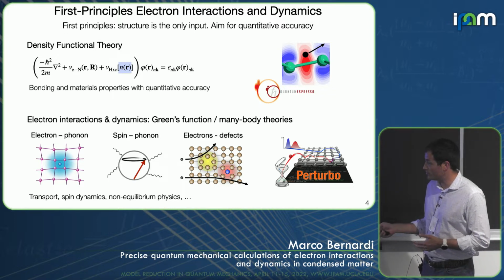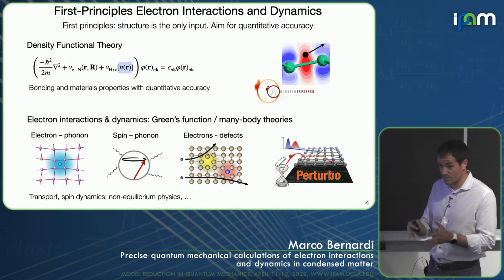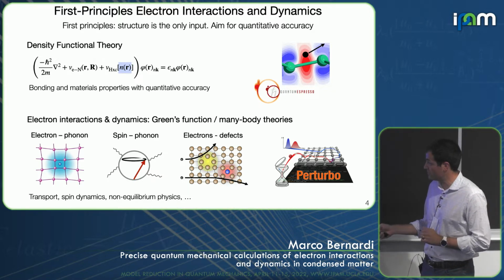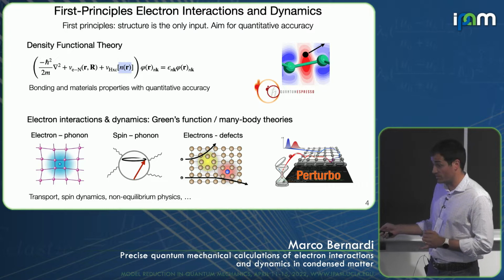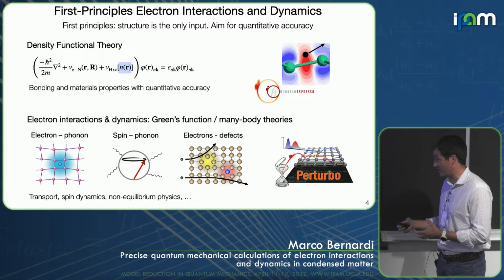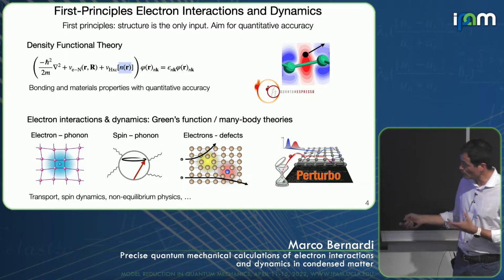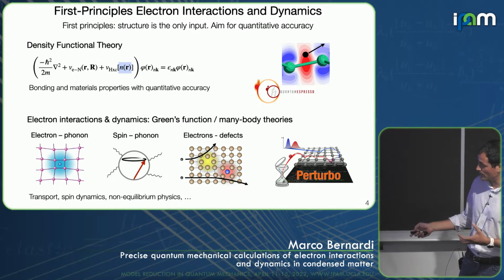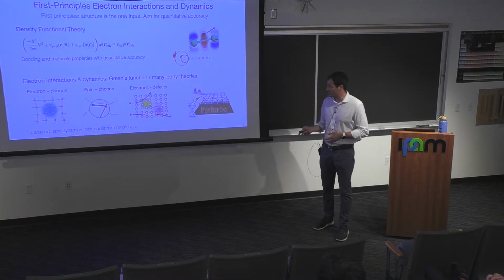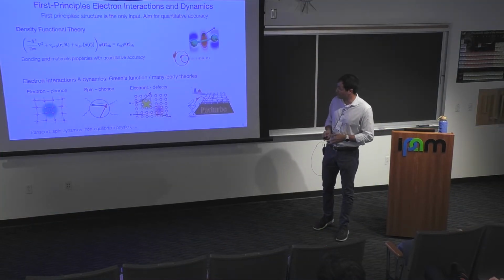The first one is computing the interactions between the electrons and the atomic vibrations, or so-called phonons. Also the interaction between the electron spin and the phonons, and the interactions between the electrons and defects in materials. With this information, I will show you various studies of transport properties, spin dynamics, and other non-equilibrium physics.